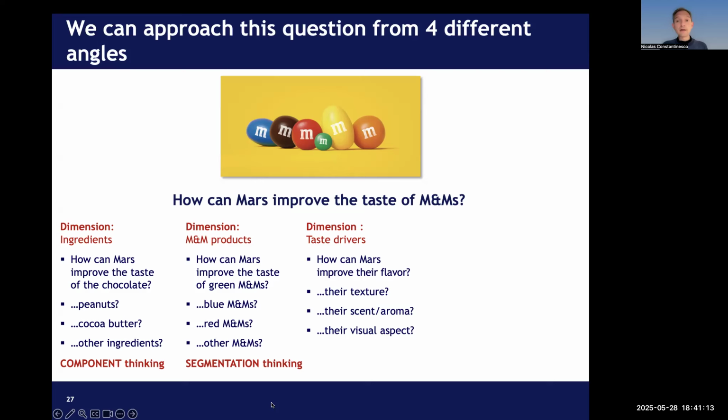Third is the aroma, so the smell. And fourth is the visual aspect. All these together combine to create the experience of taste. So that's another way to look at the problem. And this is called driver thinking, because each of these is kind of a driver, a cause that contributes to the taste as it is, or as we want it to be.